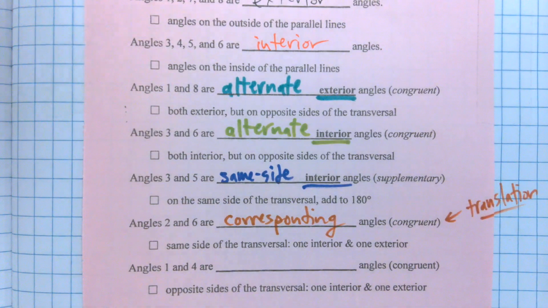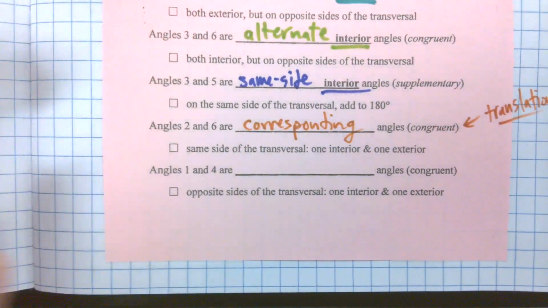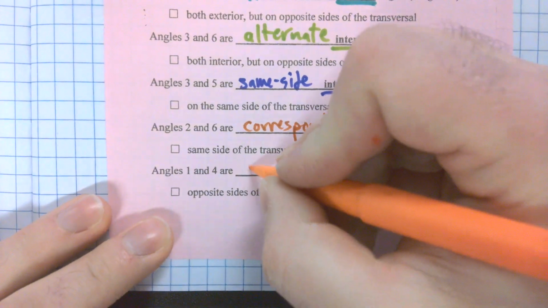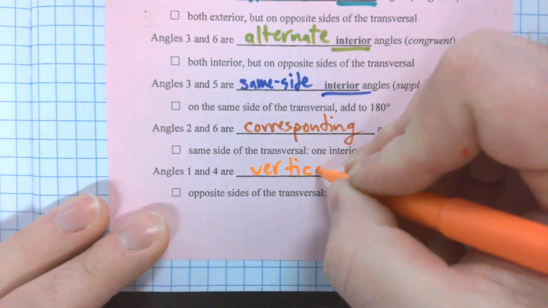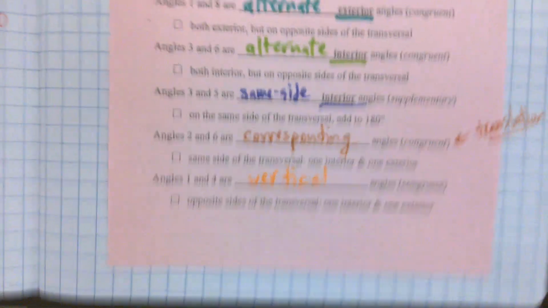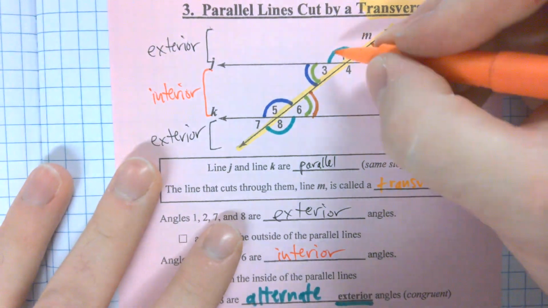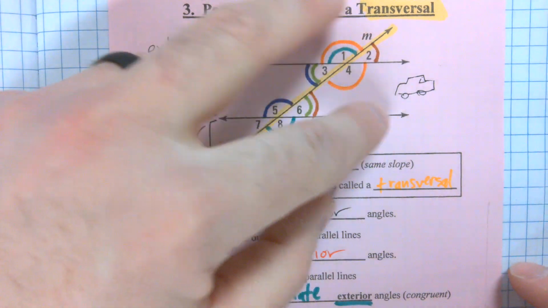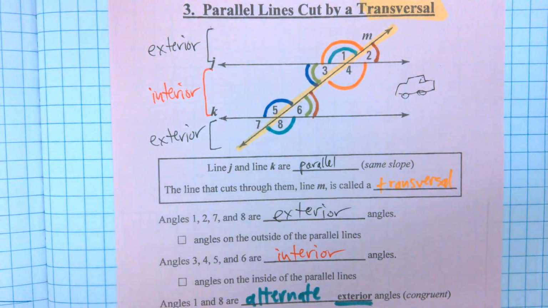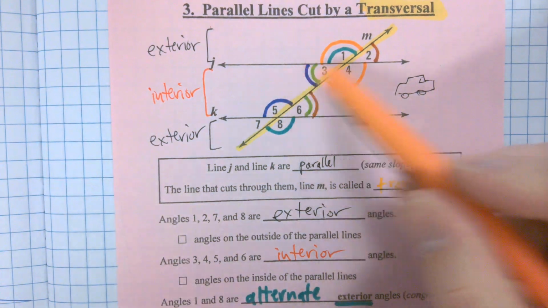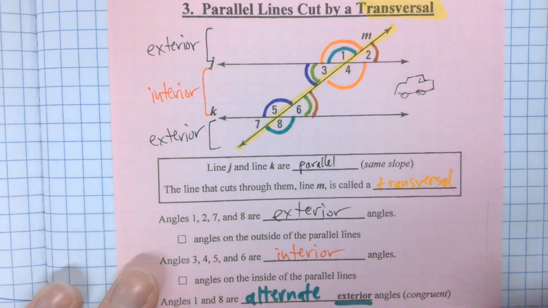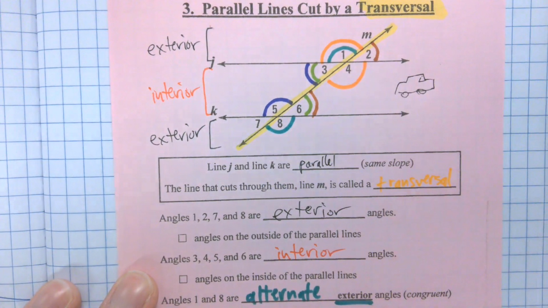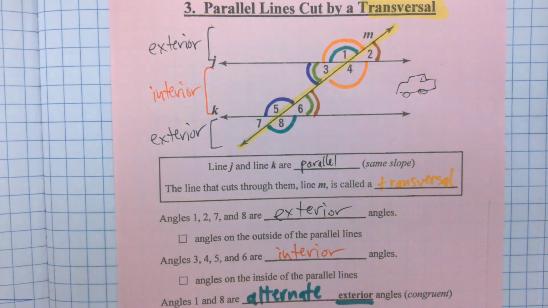And last but not least, angles 1 and 4. This one's easy because we know this already. These are vertical angles. Angles 1 and 4. Here's angle 1. There's angle 4. We can see that they are on opposite sides of that X shape that is formed. We should be experts on identifying vertical angles by now, but we'll get some more practice with this as we move through this lesson.